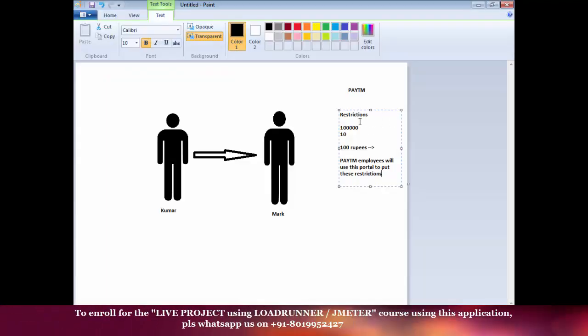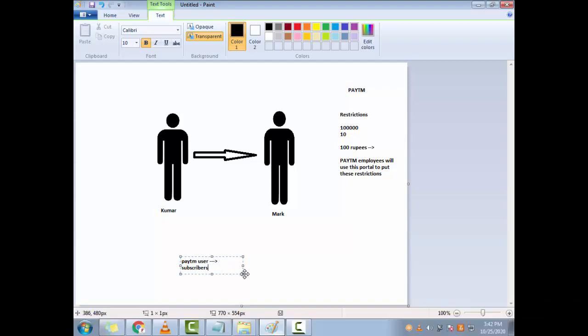So as discussed in the earlier video, now the idea is, let's say I am a Paytm employee. Now I wanted to put some restrictions on Kumar, or instead of Kumar, any Paytm user. Here the Paytm users are called Paytm subscribers. Not just the subscriber Kumar here, I wanted to impose these restrictions in general on all the subscribers which are there with Paytm.